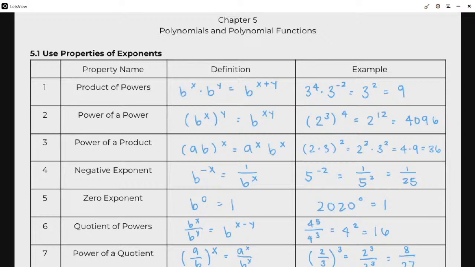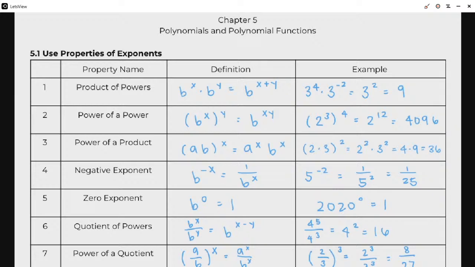Hi, today I'll be going over 5.1, which is use properties of exponents. So the first property is the product of powers, which means if you have two things with the same base and you're multiplying them, you can add the exponents. So for example, 3 to the fourth power times 3 to the negative 2 power will be 3 squared, because 4 plus negative 2 is 2, and 3 squared is 9.